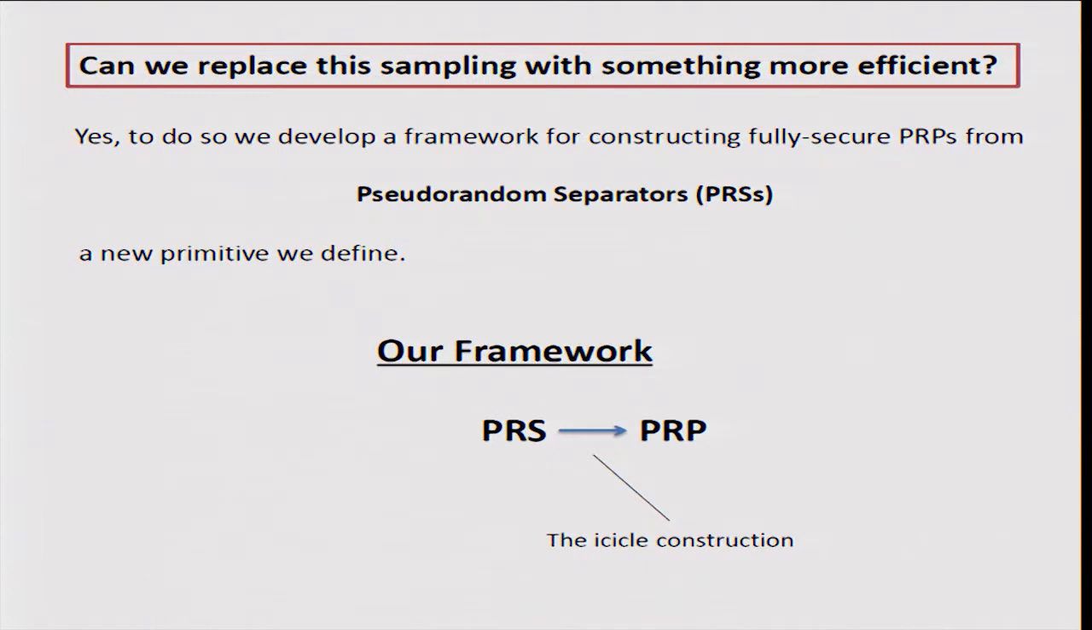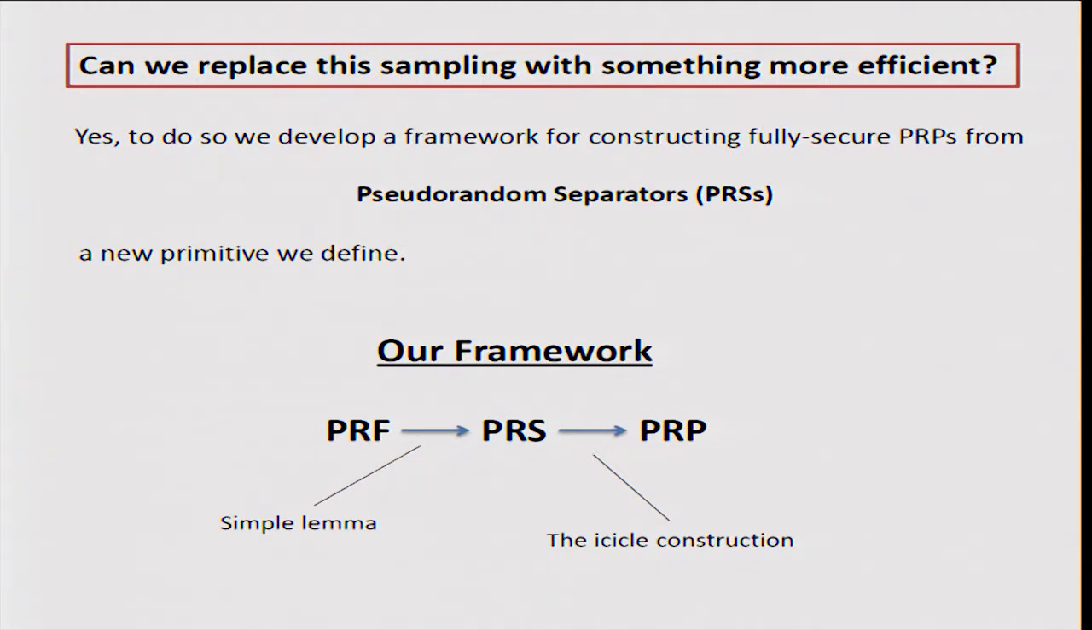It's worth looking visually at our framework here. First, we're going to show you how to go from a PRS to a PRP. I'll tell you on the next slide what a PRS is, and then we're going to go to a PRP. We'll do this with what we're calling the Icicle construction. And then, of course, the question is, how do we construct this new primitive, this PRS? I'll show you we can actually get that from a PRF. There's a very simple lemma involved, and that's where we're going to insert the swap-or-not cipher from last year. This serves as an outline for the rest of the talk.